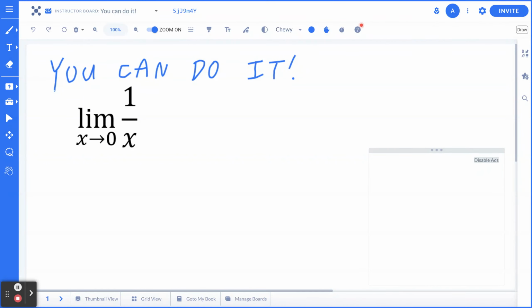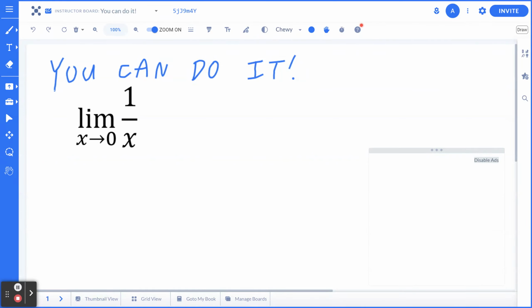Hi everyone. Let's take a look at the following limit. Find the limit of 1 divided by x as x is approaching 0. Step number 1. Always remember when you're trying to find a limit, there's a left limit, there's a right limit, and if those limits are equal, then there is an actual limit.